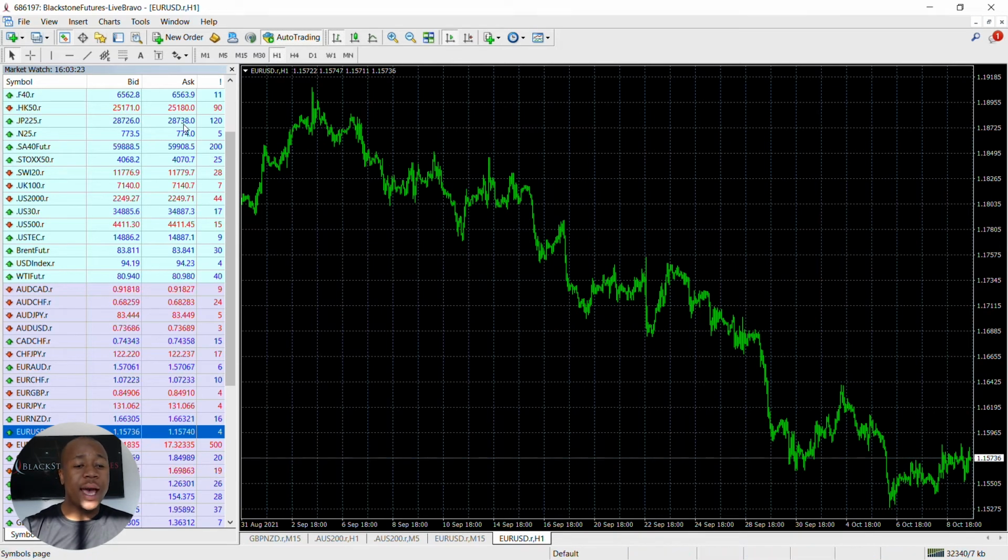All indicators can be found on the MetaTrader 4 terminal. For those of you that don't know how to install them on the MetaTrader 4 platform, do make sure you check out past how-to video series to be able to install your indicators.